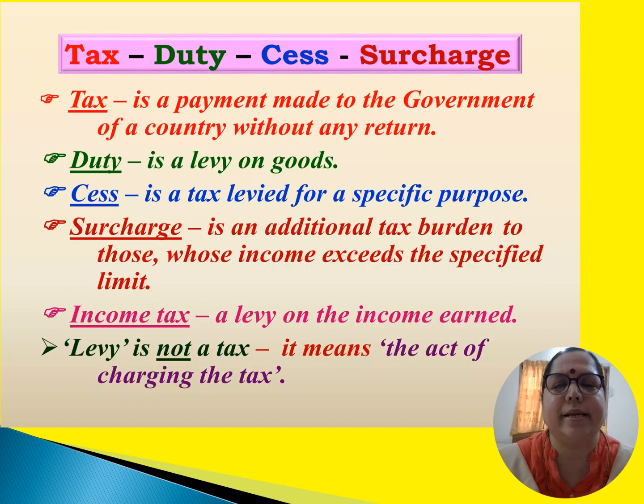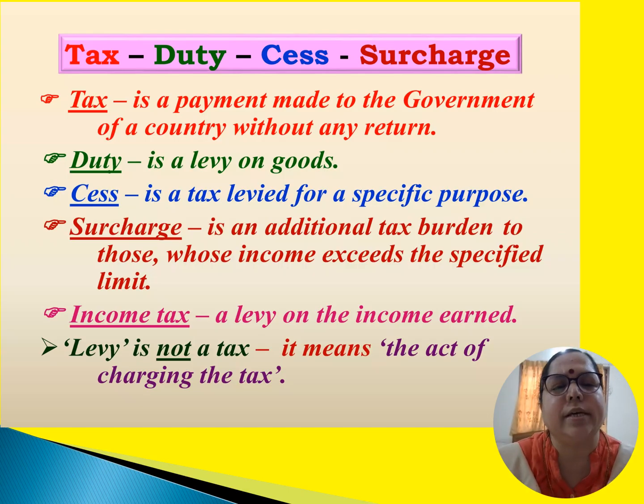Tax, duty, cess and surcharge. This is what we are going to recapitulate and revise. Tax is a payment made to the government of a country without any return. Now tax is non-returnable. Refund can be given back. If at all tax paid is more than the tax payable, then the assessee can claim the refund, but tax cannot be returned as such, right? Only if the tax paid is more than the tax payable, the refund arises. Otherwise, whatever tax is paid, it cannot be returned.